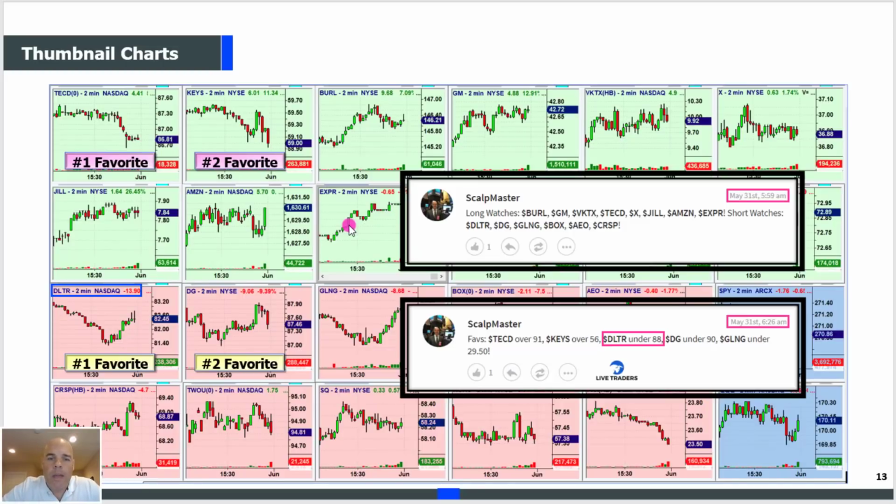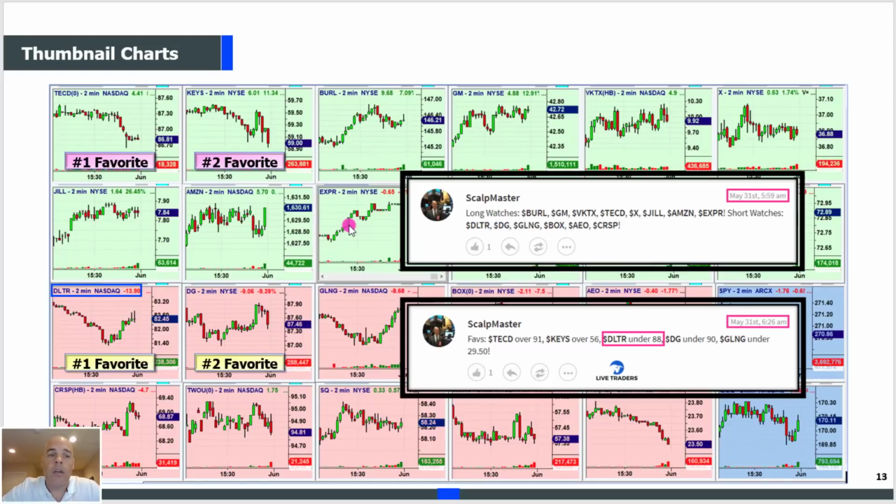So my point is, you only want to watch as many stocks as you can reasonably watch without getting distracted, without missing trades. That's key. Watch as many as you can without missing the trade. So if you can only watch four stocks, only watch four stocks. If you can only watch 10 stocks, only watch 10 stocks.